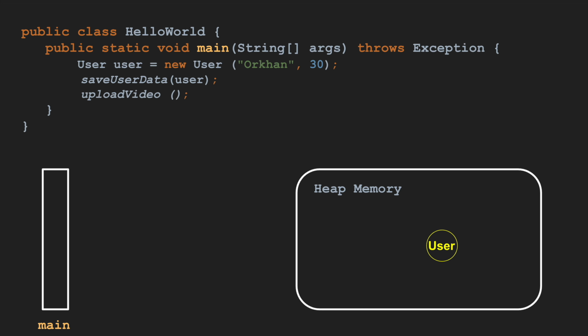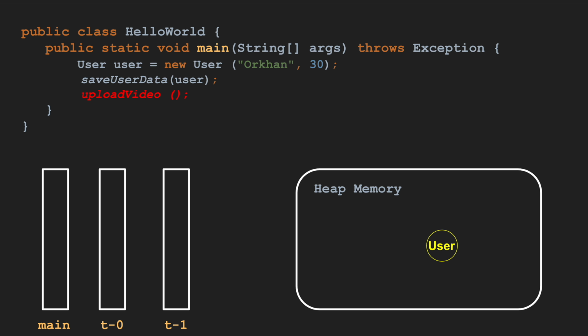But let's say that we are adding more to this logic, right? We are also saving the user data, and also uploading videos. We can do these two operations in the main thread, but in our case we are creating a separate thread for each one. So what happens is that the JVM creates a separate stack for each of these threads. So now we have three stacks, right?